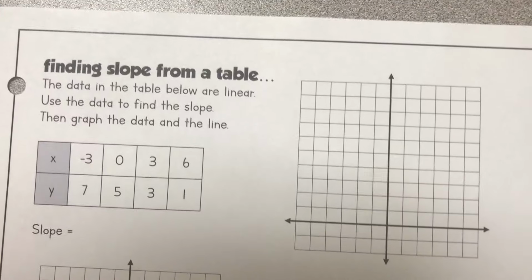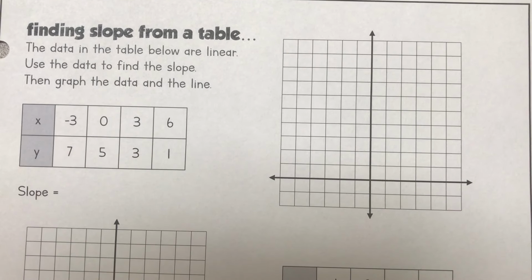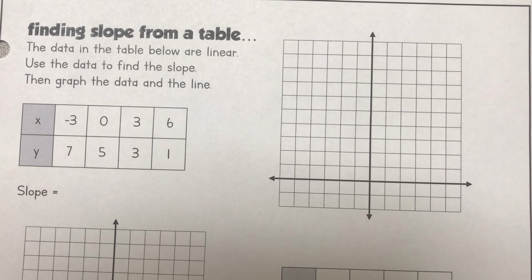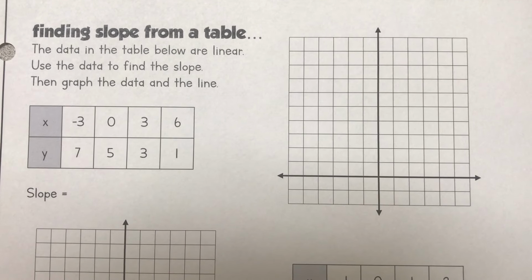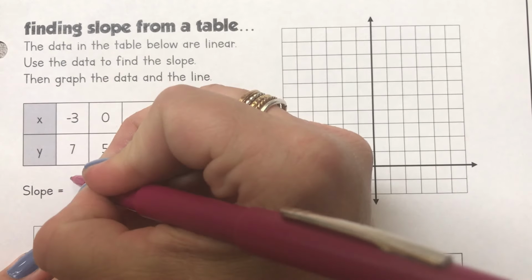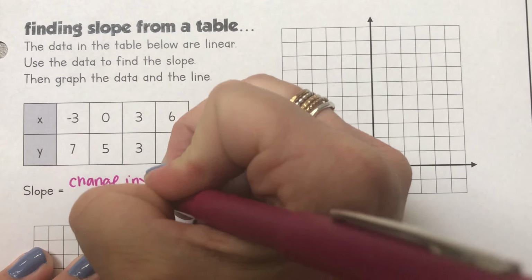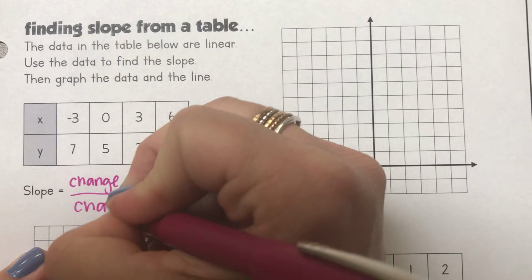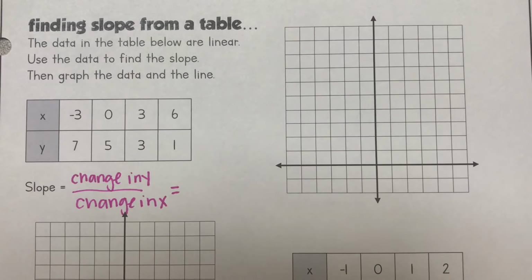So on the back of this page, we're going to talk about, well, what if you're given a table of values? It says the data in the table below are linear. Use the data to find the slope, then graph the data and the line. Let's talk about what slope means. We've talked about it before. It's change in y over change in x. It's rise over run.